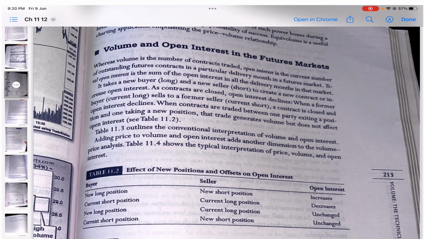Very simple, basic. When a former buyer sells to a former seller, a contract is closed and the open interest declines. When contracts are traded between one party exiting a position and one taking a new position, that trade generates volume but does not affect open interest. Let's read the last line again: when contracts are traded between one party exiting a position and one taking a new position, that trade generates volume, but that does not affect the open interest.